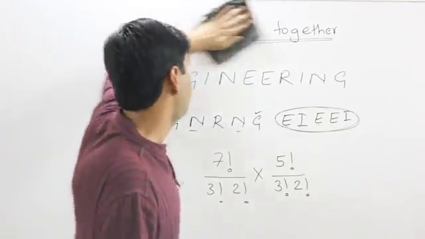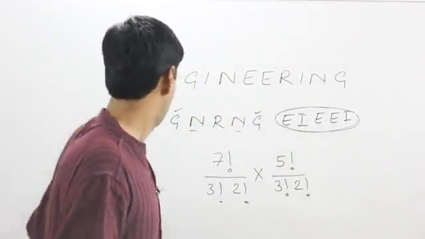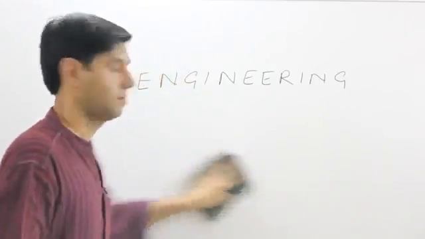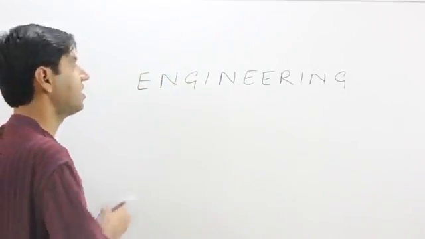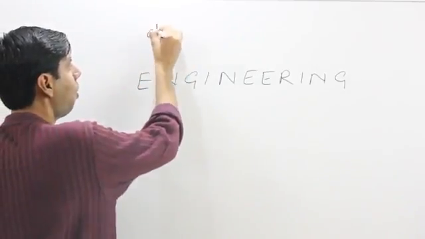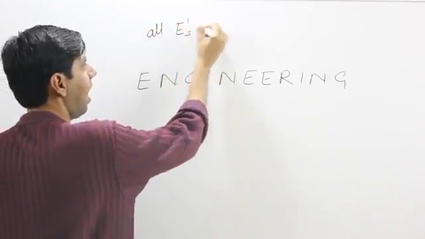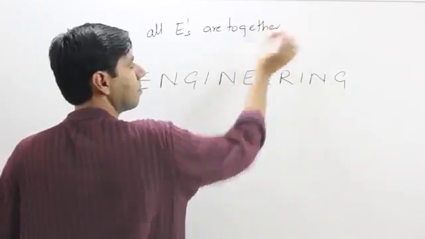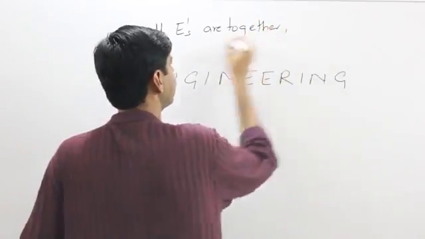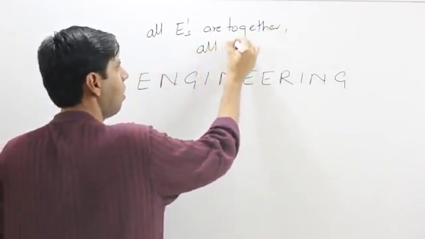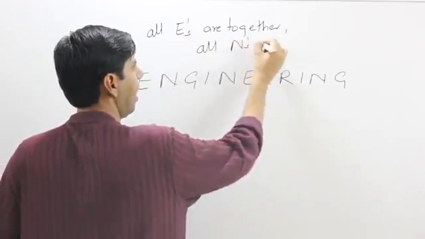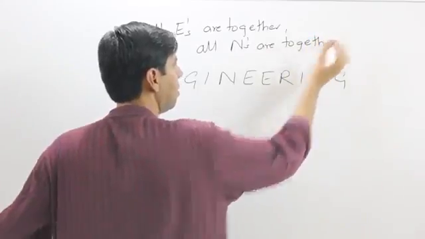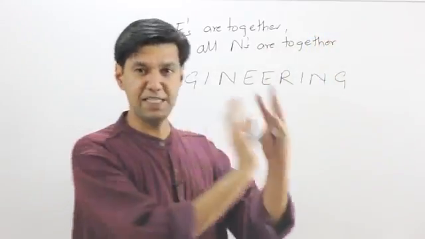If the question had been: arrange the letters of the word engineering in such a way that all E's are together, and let's say all N's are also together. So the E's have to be together, the N's have to be together.